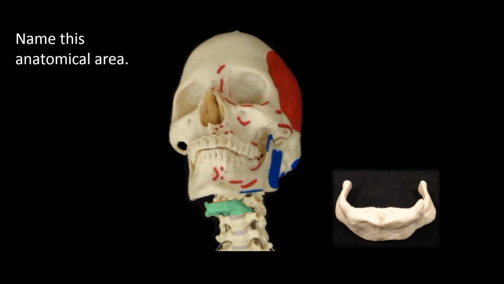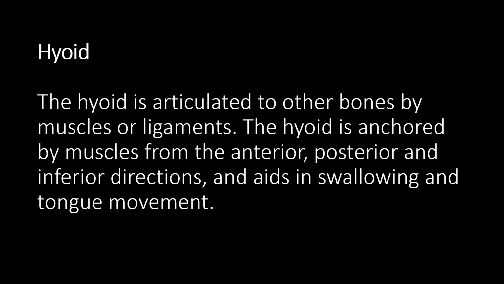Name this anatomical area. Hyoid. The hyoid is articulated to other bones by muscles or ligaments. The hyoid is anchored by muscles from the anterior, posterior and inferior directions, and aids in swallowing and tongue movement.